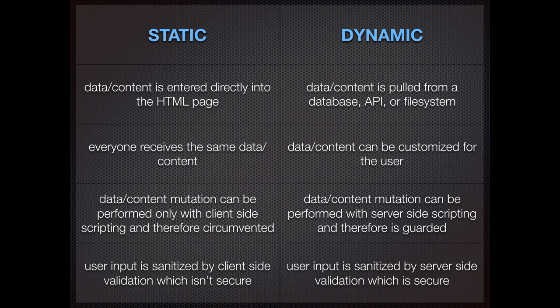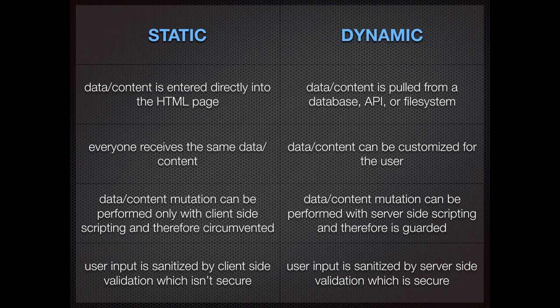So when we look at static data and dynamic data, it's important to understand how the two actually differ. So static, that's data or content that's actually entered directly into your HTML page. It's hard-coded right into the page itself, right? Whereas dynamic, we use different sources of data to actually put together our page, right? So we'll reach out to a database, an API, a file system, an email box. Doesn't matter. We'll reach out to different sources and actually build out the page for that user.